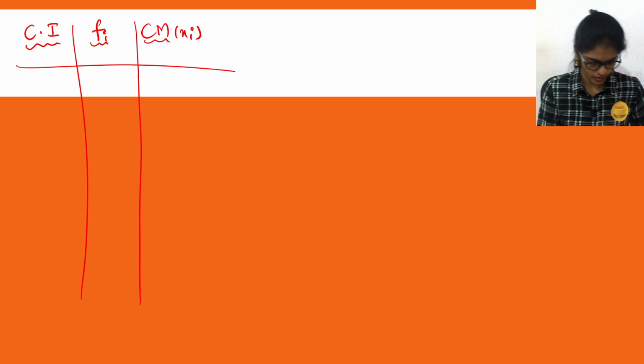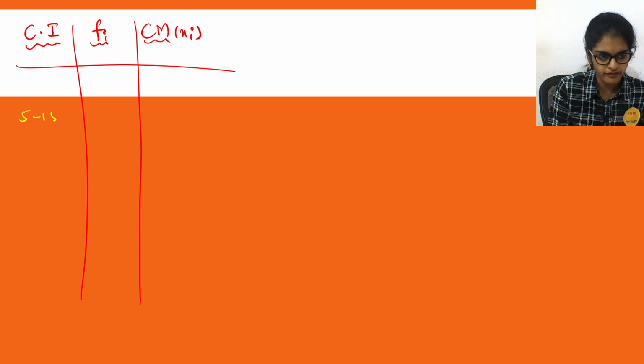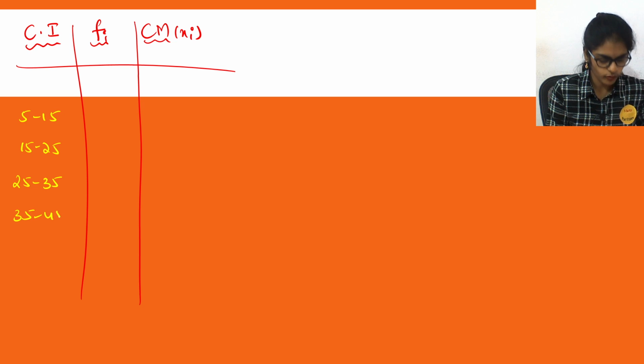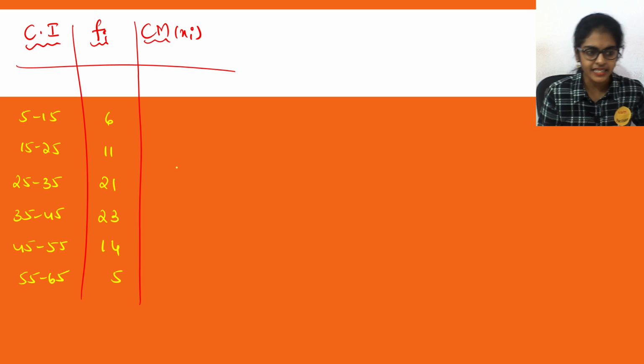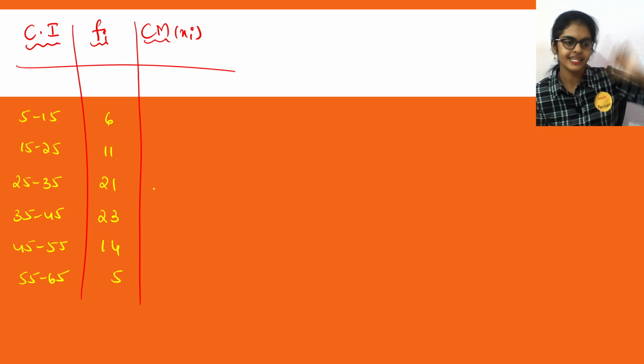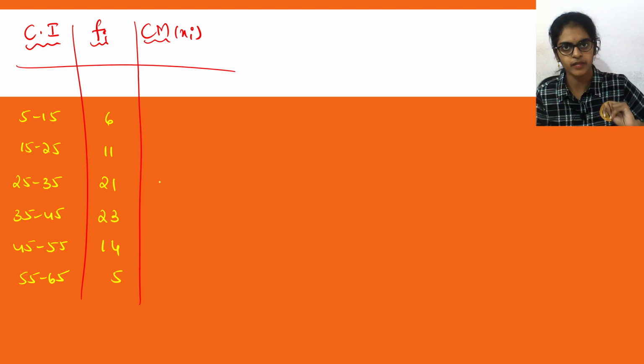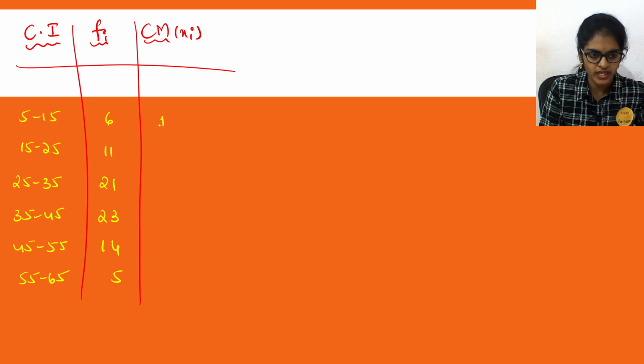Okay. So here I'm just taking the table of values which we have. It is 5 to 15, 15 to 25, 25 to 35, 35 to 45. And did you observe the class intervals are continuous? And the frequency is 6, 11, 21, 23, 14 and 5. Class mark is nothing but the average of both the class limits. So 5 plus 15 divided by 2 is 20 divided by 2. You get a 10 here.